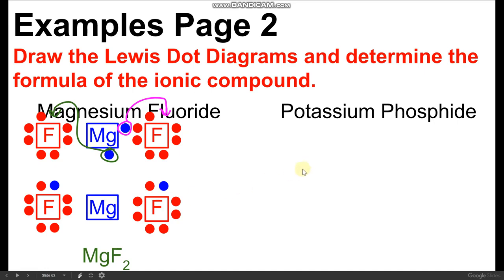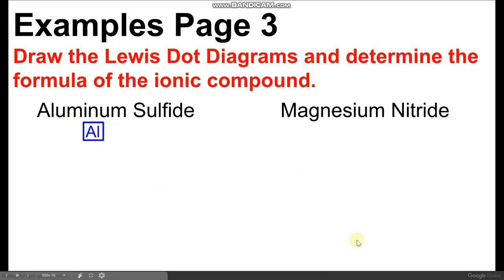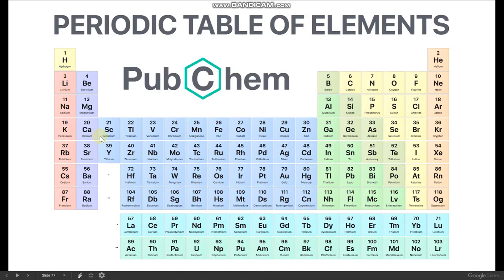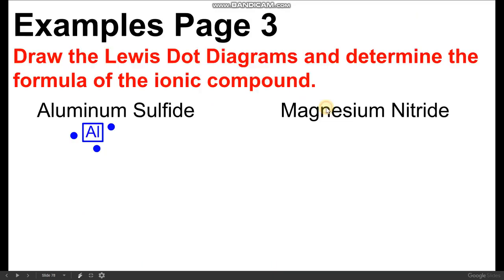All right. Okay, so up next we're going to do some more examples. We're going to start off here with aluminum sulfide. I've already written the chemical symbol for aluminum and put a box around it. Let's take a look at the periodic table. Aluminum is the third element in its row. And so we're going to give it 3 valence electrons.